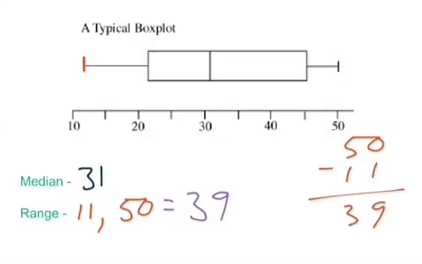So we know what our median is, we know what our range is. We can't find the mean or the mode really from a box plot, but we can find the median and the range. It does give us a real good look at what the median and the range are when we have a box plot. So these are the basics for reading a box plot.